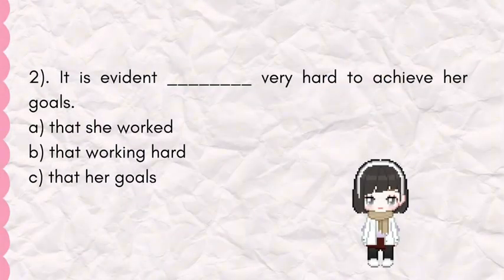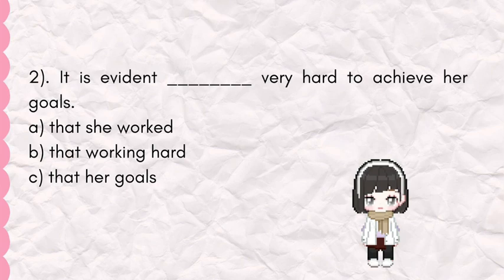Okay, for the second question, it is evident blank very hard to achieve her goals. So, which one is the correct answer? The choice is yours. A. That she worked. B. That working hard. C. That her goals. The countdown starts. 5, 4, 3, 2, 1.